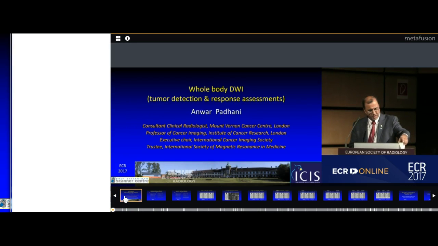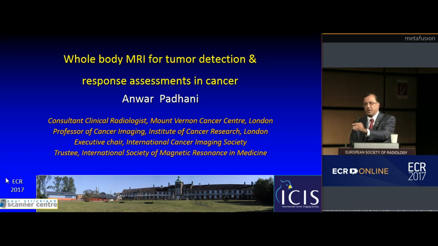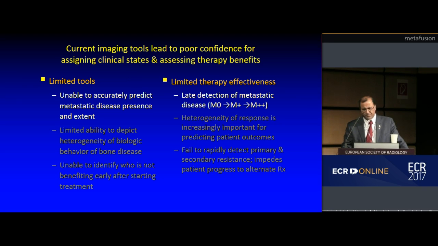Good morning, everybody. For the next few minutes, I'm going to be speaking about a rather less sophisticated application of diffusion imaging, and that's for the whole body. Now, as we stand here in 2017, we're actually in a pretty difficult place, particularly when we think about the imaging tools that we have in the clinic.